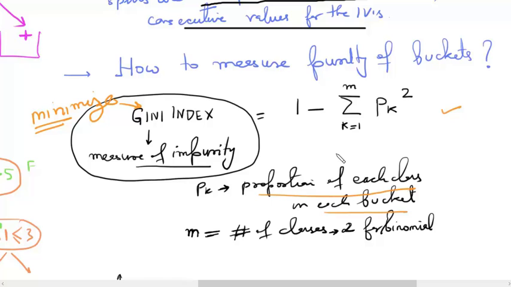So if you have a binomial class, it is the proportion of zeros and the proportion of ones in each of the buckets. If you are splitting into two buckets, you will calculate the proportion of 0 in bucket 1 and proportion of 1 in bucket 1, and then similarly you will calculate the proportion of 0 in bucket 2 and 1 in bucket 2. And m represents the number of classes you have. We usually deal with a binomial classification problem, in which case m will be equal to 2.